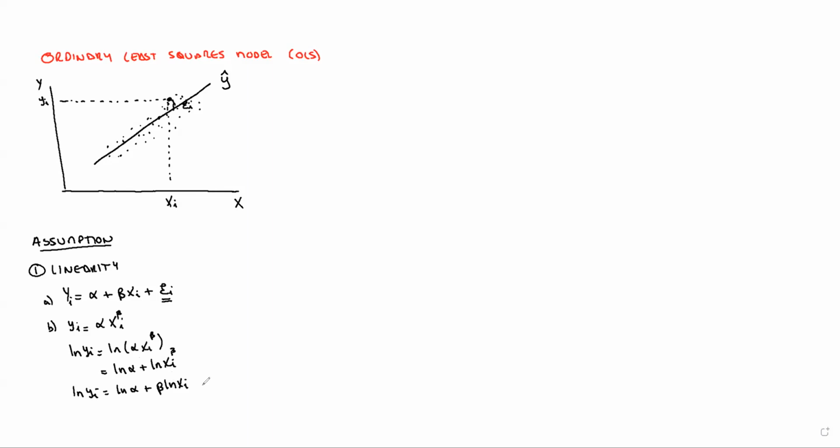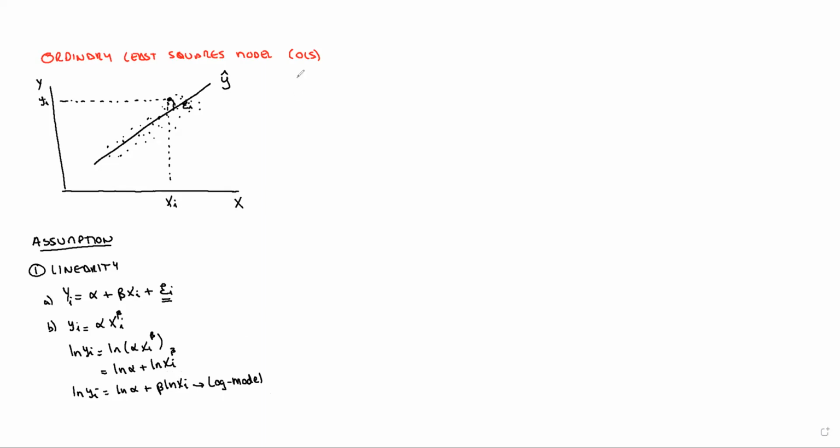Okay, this is what is called a log-log model, a logarithm model. Okay, it's also linear. You can see what we have done is we have linearized the function. So you can apply the OLS model here also. And here beta, as we're going to see in the future, is going to be interpreted as the elasticity coefficient.